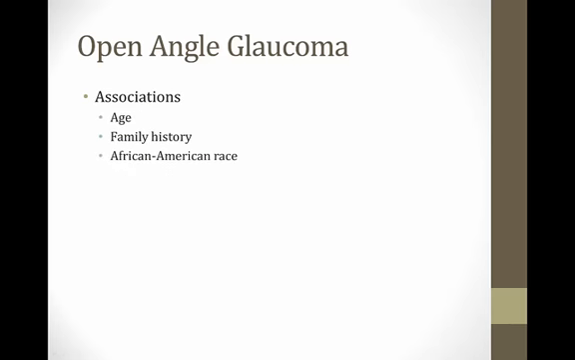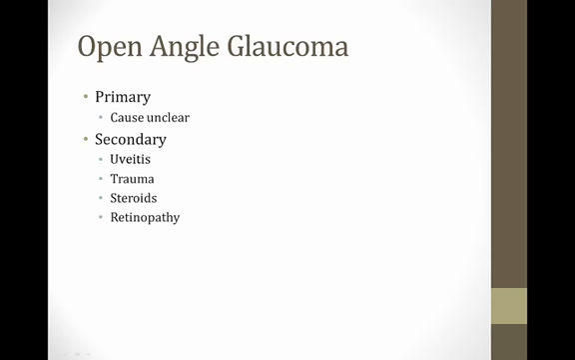Open-angle glaucoma is associated with a couple of things you should know about. The first is age. It's very uncommon in people under 60 or 50 years old, and it's much more common in the elderly. If you have a family history or if you're African American race, you're more likely to get glaucoma. Now, most patients who have glaucoma have primary glaucoma, and we don't know the cause of that.